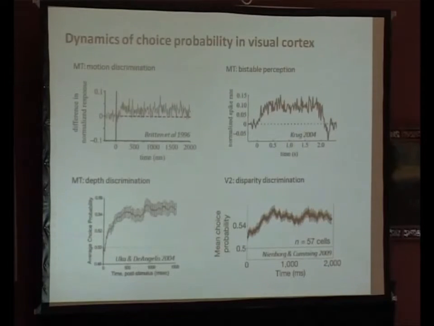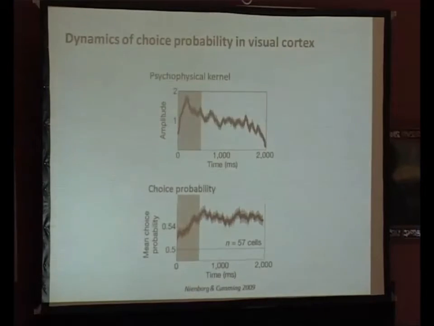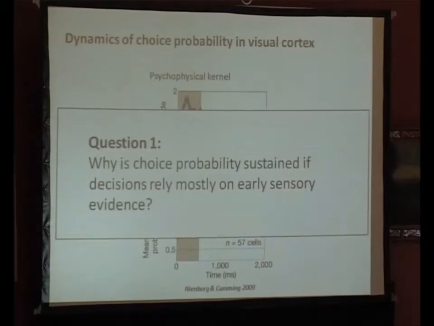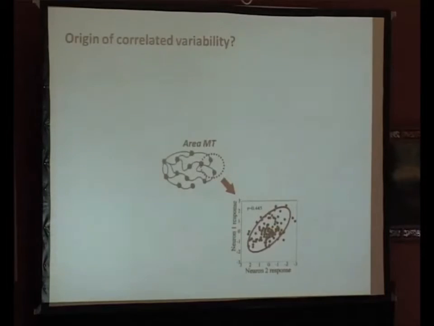There's just one study which did this in the same animal. So this is again the decision window, just to illustrate that there's a mismatch between these two findings. There's one study by Nienborg and Cumming where the psychophysical kernels and choice probabilities were characterized in the same experiments, and you can clearly see that there's a mismatch between these two. So the first question that I'm interested in is why is choice probability sustained if decisions rely mostly on early sensory evidence? The second important question is what is the origin of correlated variability, which is also not answered in the original model. Correlations are necessary, but it's still unclear where they come from.